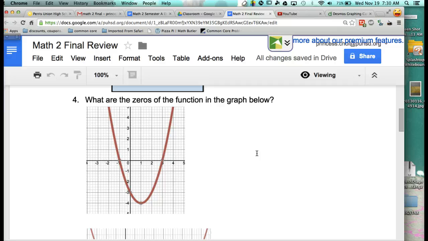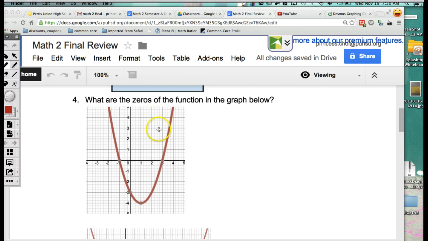First of all, what are the zeros of the function in the graph below? The way they give this to you is really simple. You just have to find where the zeros are. Pretty much all they want you to do is look at the graph. We have to understand what zeros mean. By definition, it's the point that touches the x-axis, or it could also be called solutions or x-intercepts. So just look at the graph. What do you think your answer is?